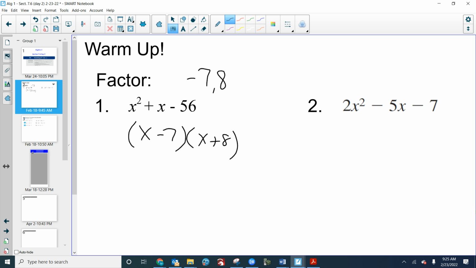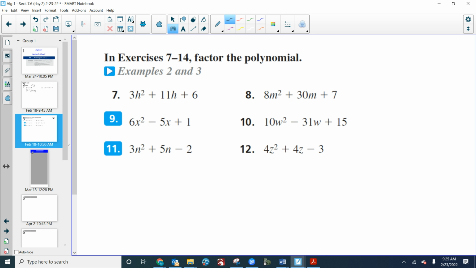Now, we're not doing number 2, but to get started on number 2, what would I have to multiply? 2 times what? So it'd be negative 4. What multiplies to negative 14 that adds up to negative 5? That's what. And then we'd have to group factor it. So, okay. Let's take a look at the 6 problems you guys did last night.